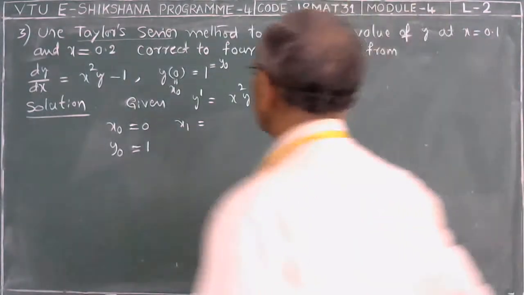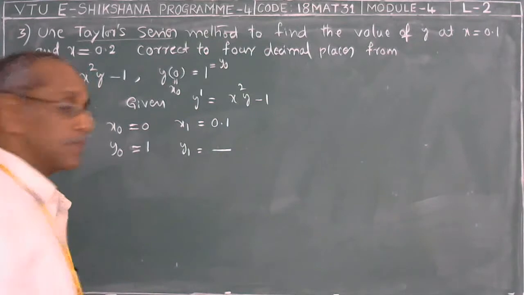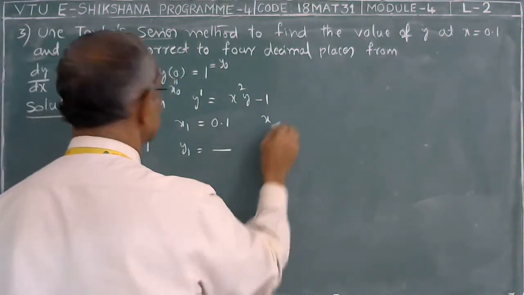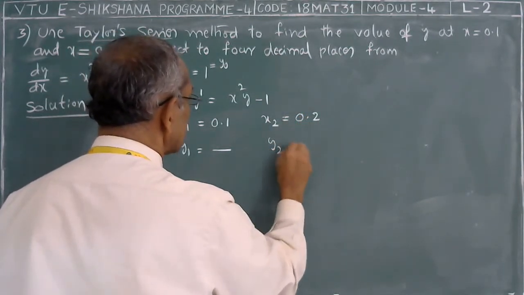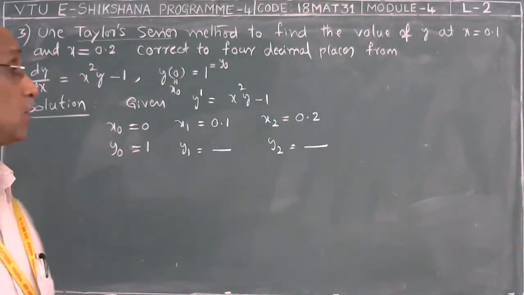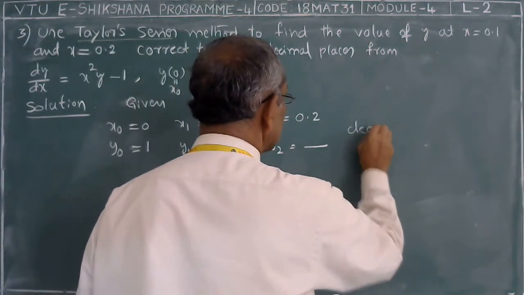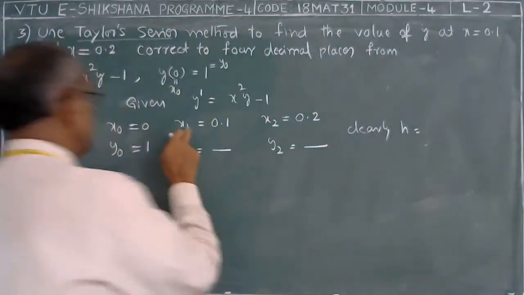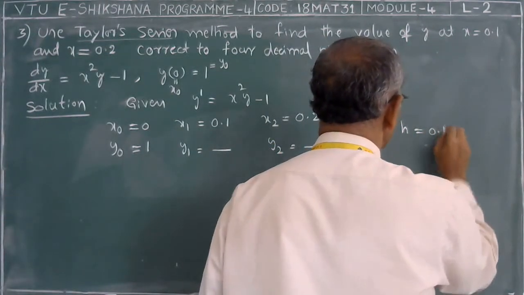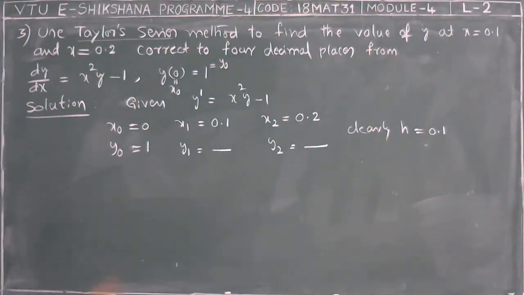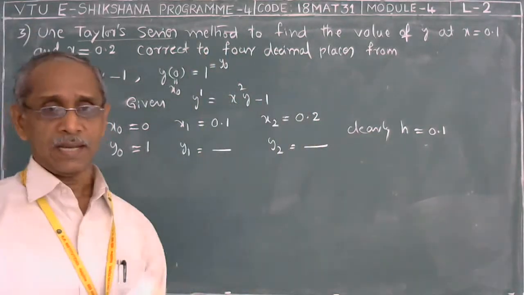So that is the next value of x. So x1 is 0.1. Corresponding y1 we have to find. Then another value of x, equidistant values of x, x2 is 0.2, and corresponding y2 we need to calculate using Taylor series method. So clearly h is x1 minus x0 is 0.1, or x2 minus x1 is 0.1. So h is 0.1. So we need to calculate value of y at x is equal to 0.1, value of y at x is equal to 0.2 using Taylor series.